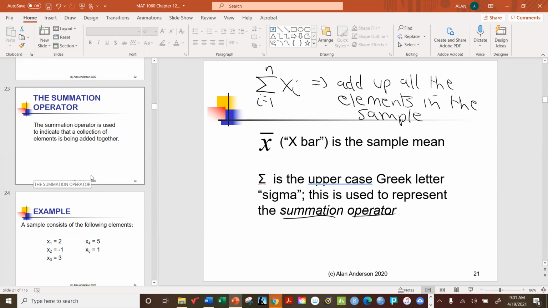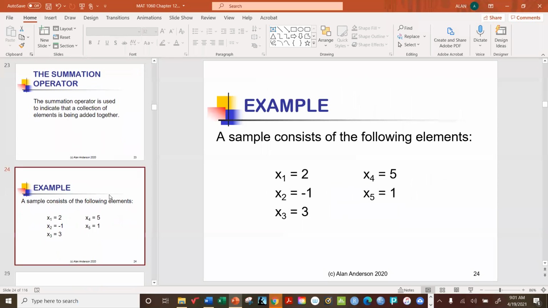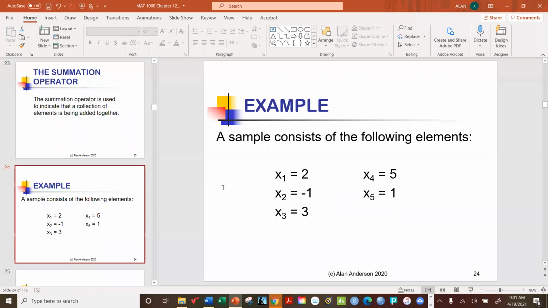So let's take a look at how it works. That's what we really want to know. How does this thing work? All right, so suppose I give you a sample of 5 elements. Now, if you notice again, they all have an index. So there's 5 of them, and we need to be able to keep track of them. Now it doesn't specify here what they represent.